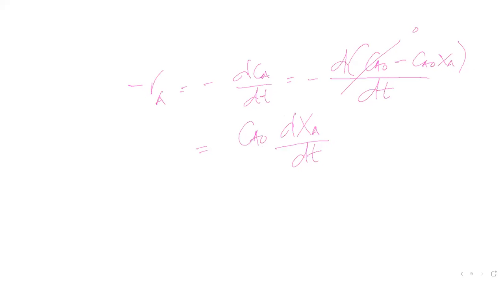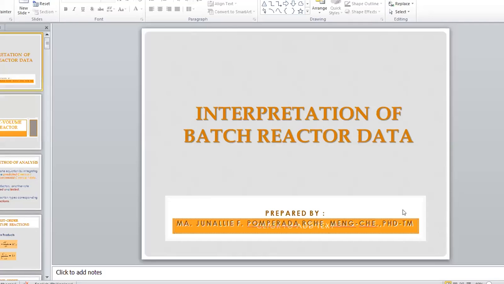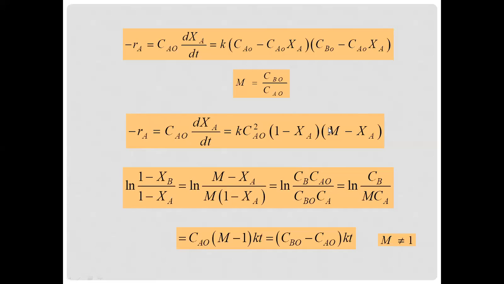So I'll go back to our slide and go back to this particular slide which has so many things in it. Now, this one was copied, so we're good with this because you understand why your dCA/dt was written in this form. And what do you think happened here? You have k CAO squared, 1 minus XA, and you have M minus XA.